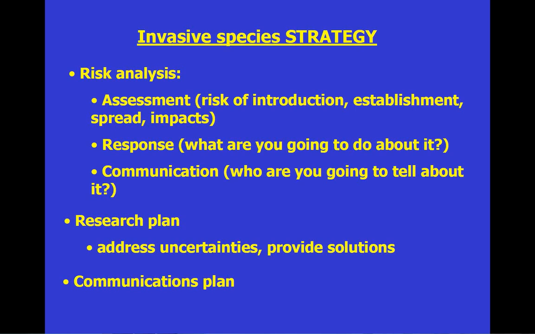The first component that we, at the theoretical level anyhow, look at is risk analysis. And risk analysis has three components, and there'll be a graphic of this coming up shortly. Essentially, you start out with risk assessment, and that's what CFIA typically does. CFIA does a risk assessment, which is looking at the probability of introduction, the likelihood of establishment, the speed of spread, and the severity of the impacts. Once you know that, then you can judge whether or not you need to do anything. And if you do, then that becomes your risk response.